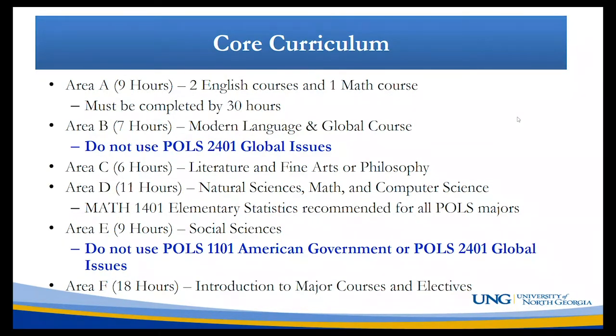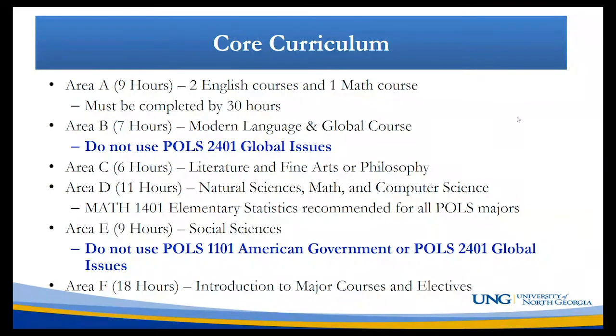Area C is literature and fine arts or philosophy. Area D is natural sciences, math and computer science. And then you have social sciences in area E. Another caveat here: do not use American government or global issues in the social sciences area. They will go towards your major. So anything with PULS, whether it be 1101 or 2401, these 2 courses, please don't use in area B or E. Just to give you a heads up, this is very important.